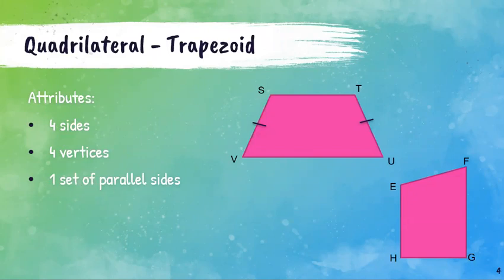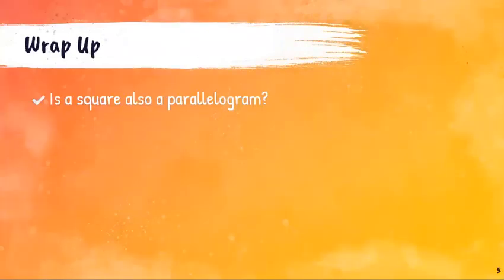Okay? All right, so for wrapping up, let's think about a couple of questions to kind of think about our attributes and how they work together. Is a square also a parallelogram? Think about that. You can pause it if you want. Is a square also a parallelogram? So think about a parallelogram from yesterday.